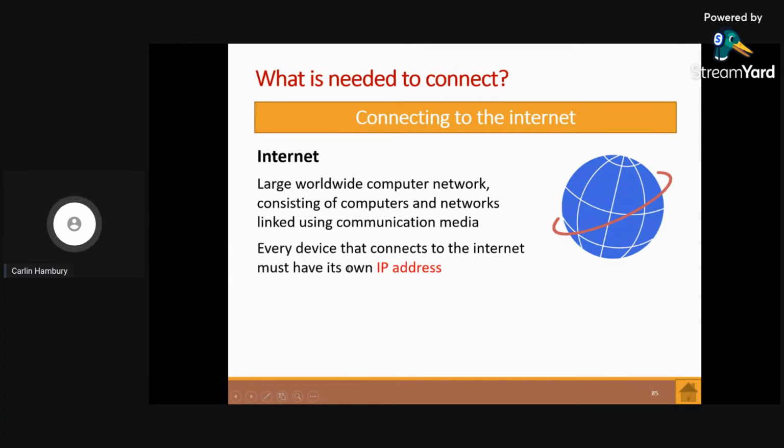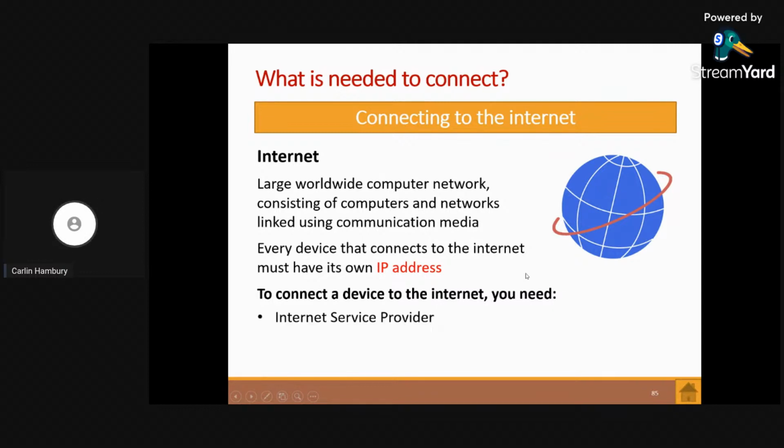Just important that every device that connects to the internet must have its own IP address. That IP address is like your home address. That is your specific address in Port Elizabeth or in South Africa. And in the same way, when you connect to the internet, each and every person has a specific address on the internet, right? So to connect a device to the internet, you need an internet service provider.